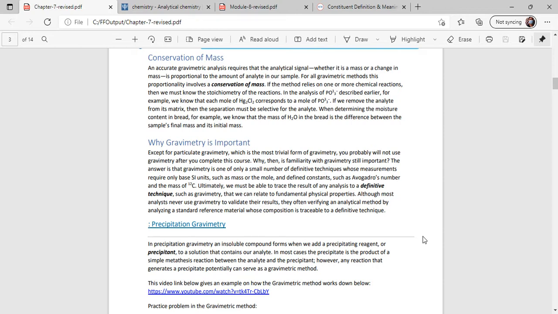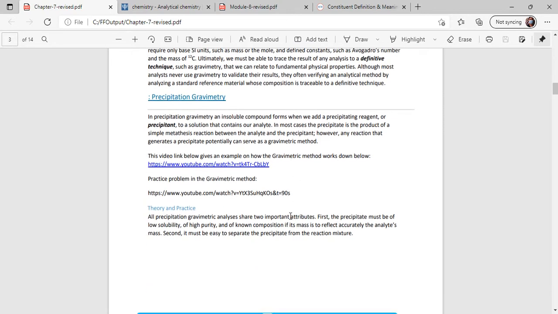Now, precipitation gravimetry. In precipitation gravimetry, an insoluble compound forms when we add a precipitating reagent or precipitant to a solution that contains our analyte. In most cases, the precipitate is the product of a simple metathesis reaction between the analyte and the precipitant. However, any reactant that generates a precipitate can potentially serve a gravimetric method.